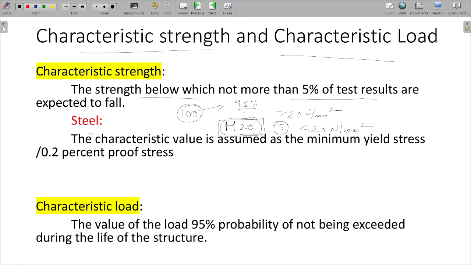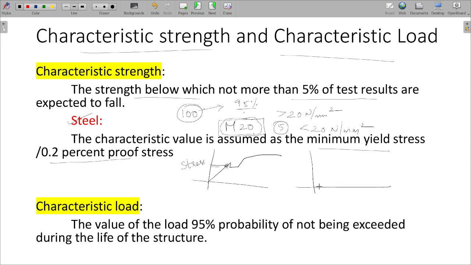So it is for concrete, and for steel we assume that the characteristic value is the minimum yield stress and 0.2% proof stress. If we consider mild steel, the stress strain curve is like this. So the minimum yield stress is here. So this will become our characteristic strength, the characteristic value regarding stress.